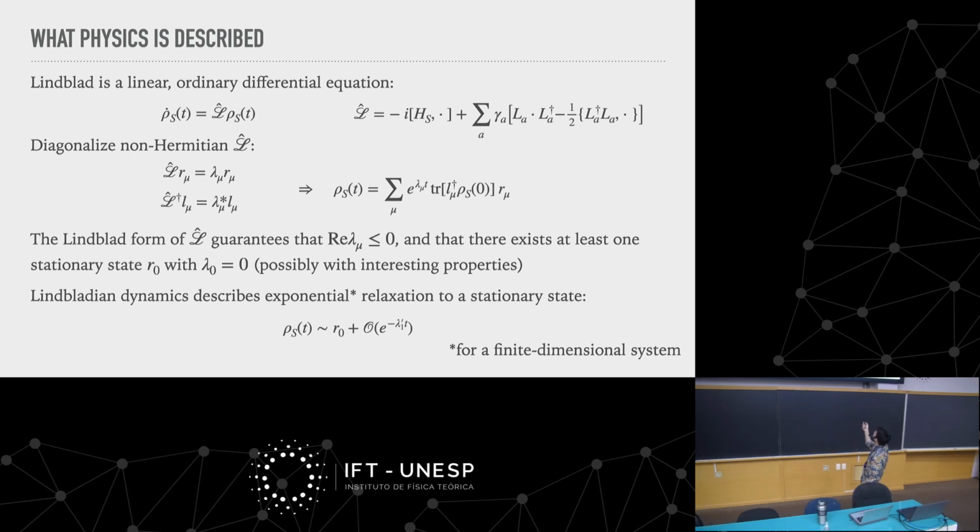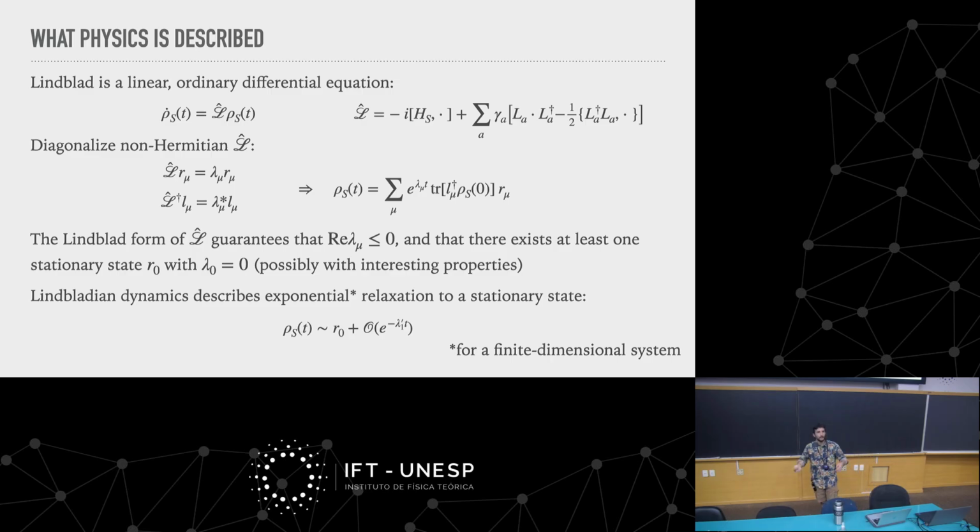But this specific form of the Lindbladian guarantees two things which are important. One, the real part of these eigenvalues is always negative or zero, which means this object never blows up in time. And also, there is always at least one stationary state, with a vanishing eigenvalue. Putting all things together, it means that, in general, you can expect that the density matrix is going to relax exponentially to a steady state. This is the kind of physics that you can expect to find. You can have variations of this.